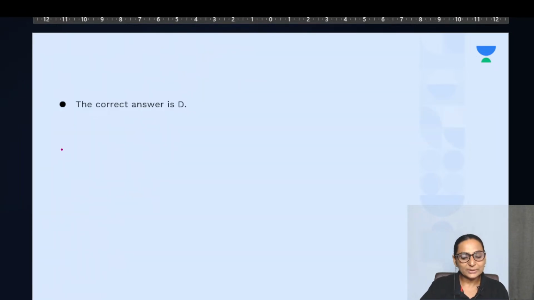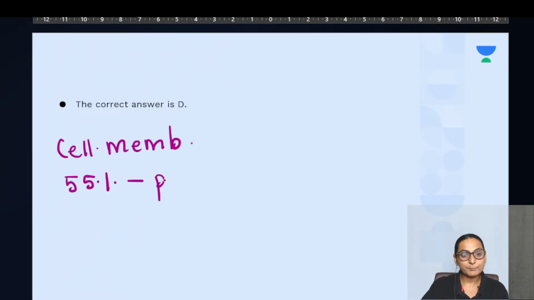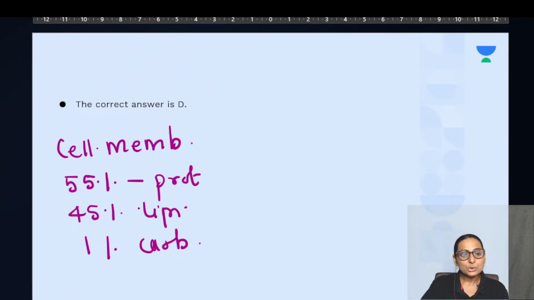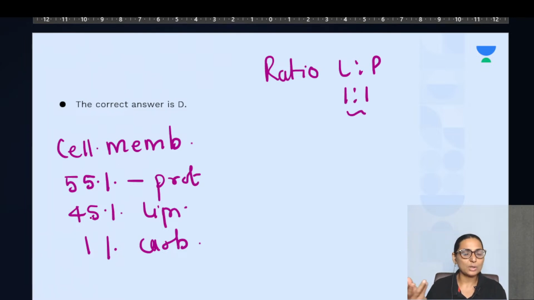The most important thing is that our cell membrane is made up of 55% proteins, around 45% lipids, and only about 1% carbohydrates. So if somebody asks you the ratio of lipid to protein, it is almost 1:1 because 55 and 45 are almost equal. But if you speak in terms of weight, protein is more. So the amount of proteins is more.